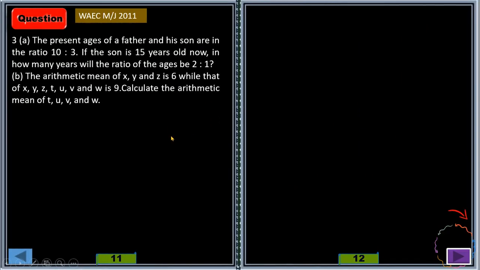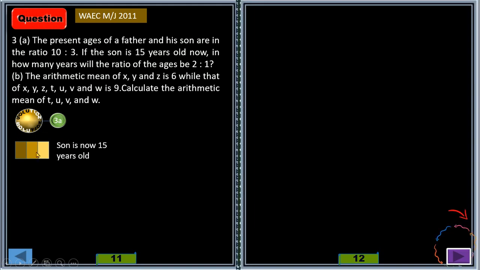So now we'll go to the last question for this presentation. Question number 3. The present ages of a father and his son are in the ratio 10:3. If the son is 15 years old, in how many years will the ratio of their ages be 2:1? The arithmetic mean of x, y, and z is 6, while that of x, y, z, t, u, v, and w is 9. Calculate the arithmetic mean of t, u, v, and w. Let's solve these questions together.